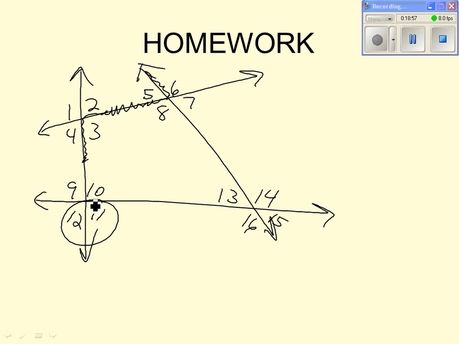Now 11 is an exterior angle because of where it's at. See, 11 is on the inside of these two lines, but it's on the outside of these two. That's why we don't want to look at all 4 lines at the same time. You want to split it off.